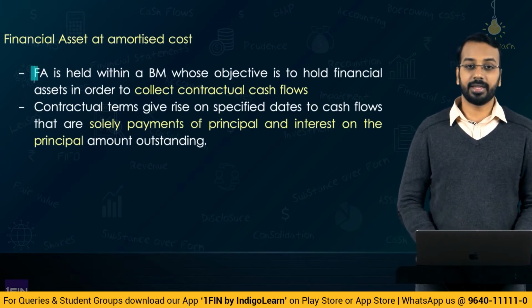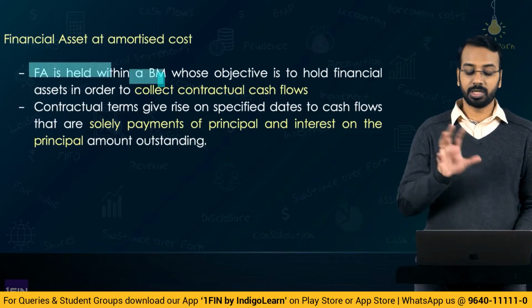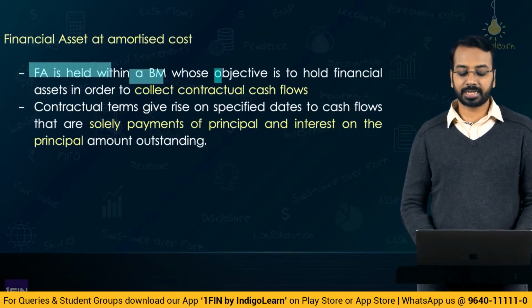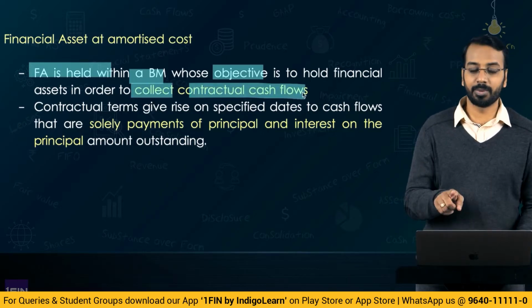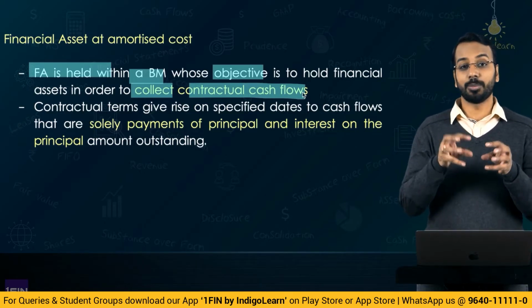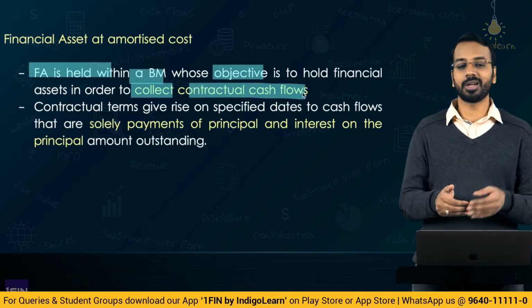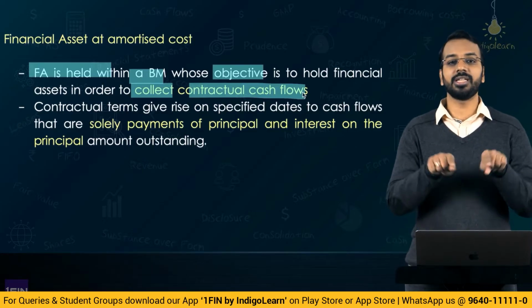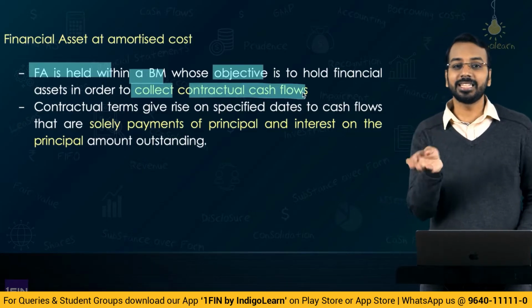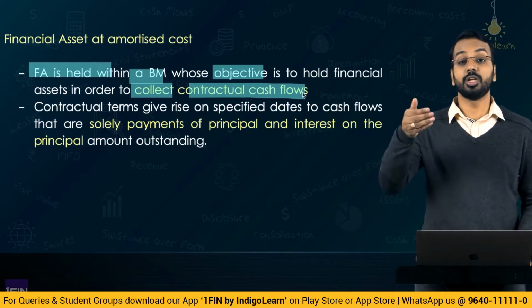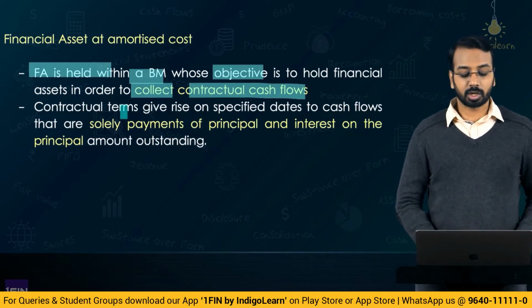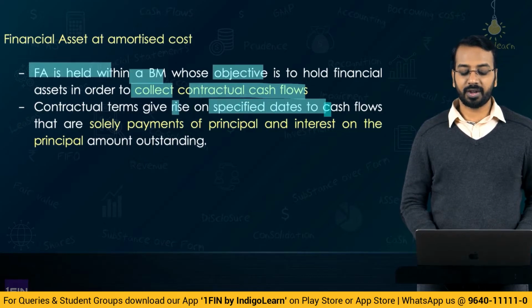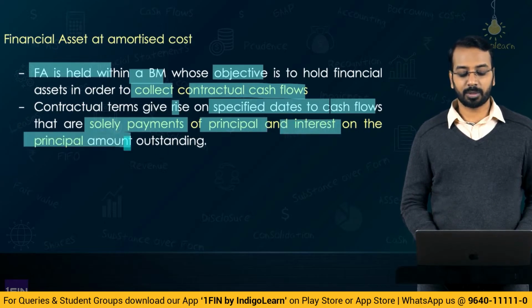There also you are applying the similar concept. So, the first condition is that the financial asset is held within a business model. So, within a business model there is a financial asset whose objective is to hold financial assets in order to collect the contractual cash flows. If you remember, under the business model test, we have understood that the objective can be to collect contractual cash flows, or the objective can be to collect contractual cash flows and also to sell the financial asset. Now, here if you are measuring something at amortized cost, the second part, selling the financial asset, should not be there. It only has to be to collect the contractual cash flows, and the contractual terms give rise on specified dates to cash flows that are solely payments of principal and interest on the principal amount outstanding.